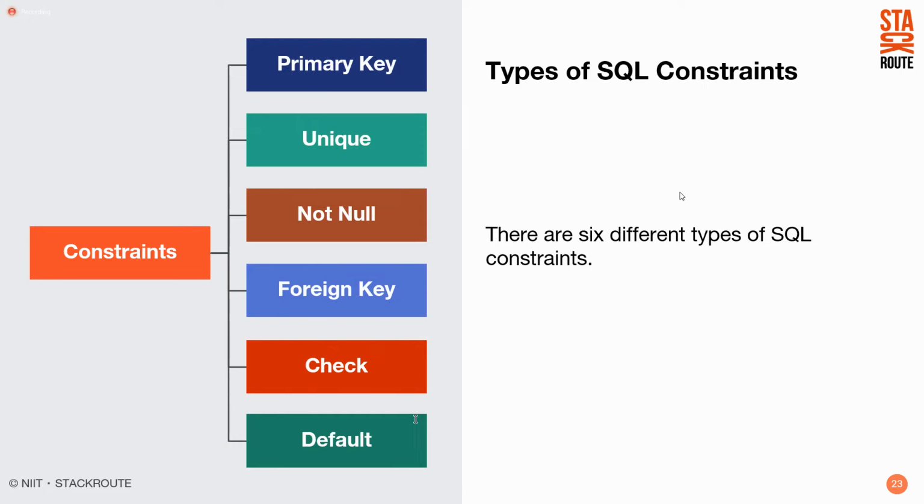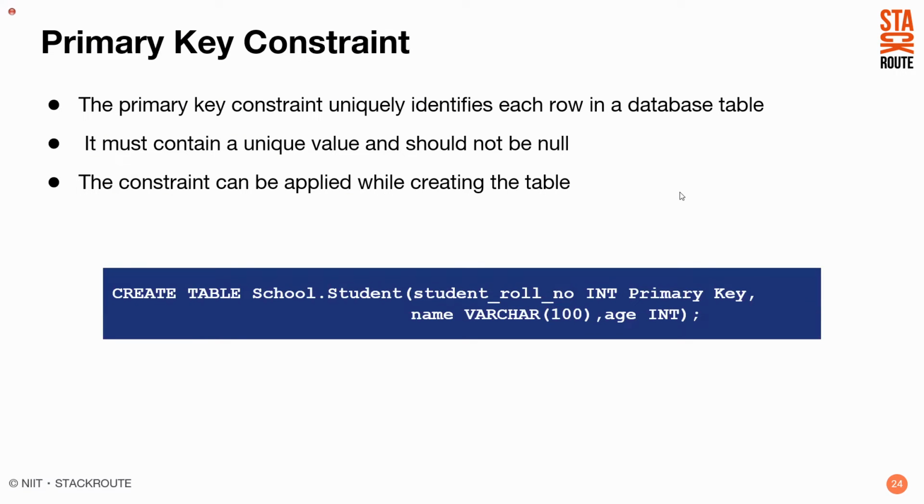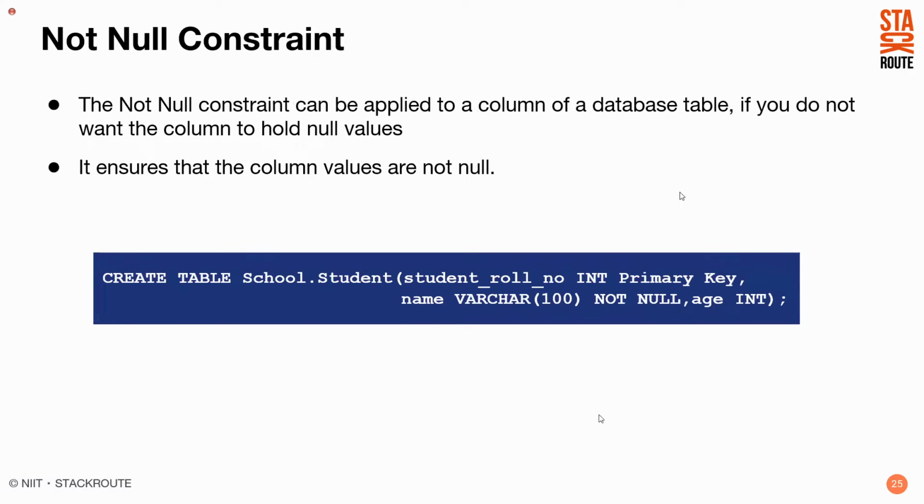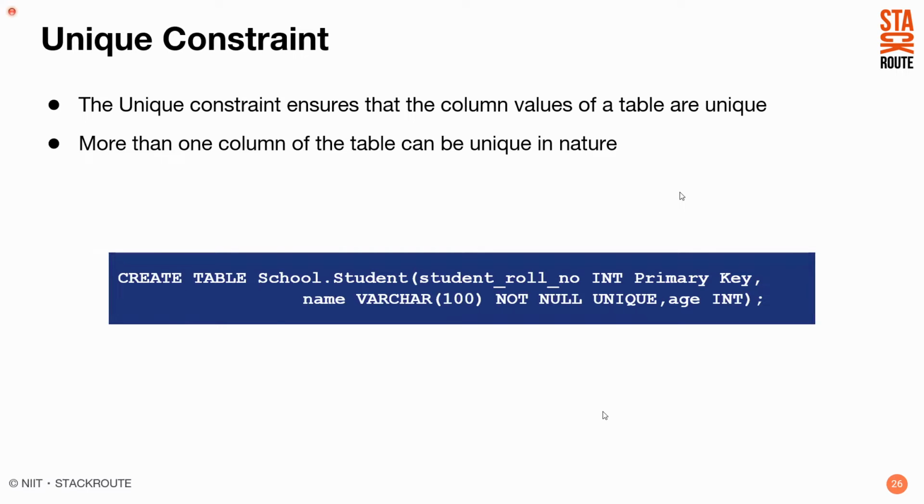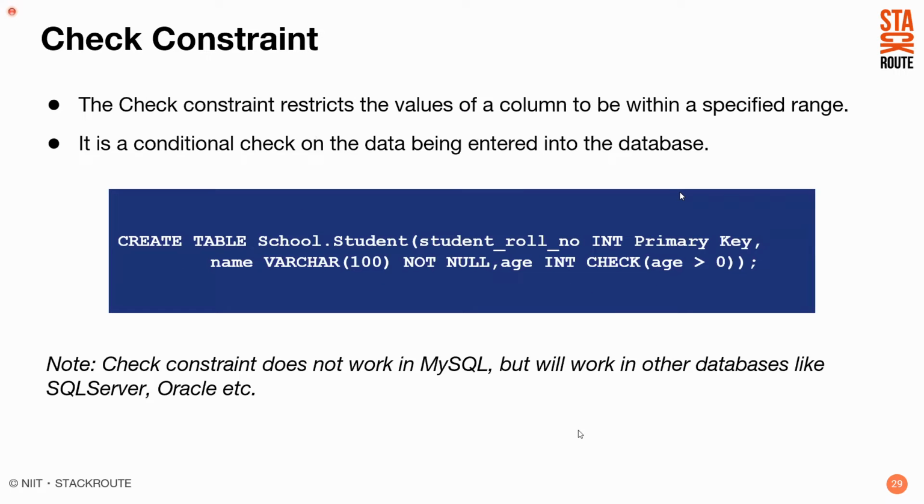Check constraint and default constraint. Foreign we will discuss now. So primary key, not null, unique. Unique means it should not repeat. Check constraint. Create table, table name, student roll number, name, age. Age int check, age should be greater than 0. You can use relational operator, logical operator in keyword.